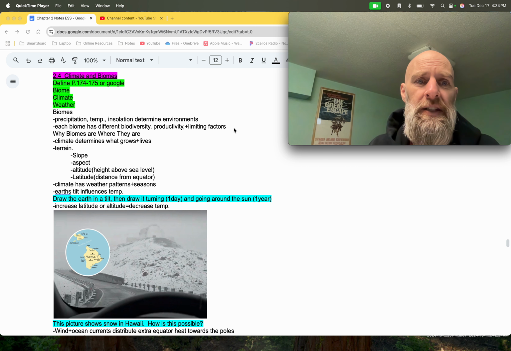So each biome has different biodiversity, productivity, plus limiting factors. So deserts and tundra, it's a lot harder to live. So a lot less biodiversity.